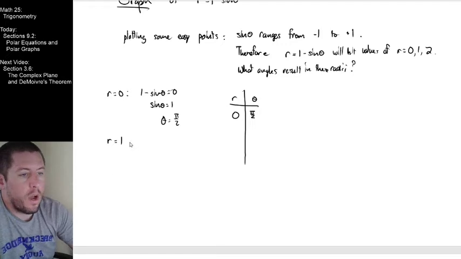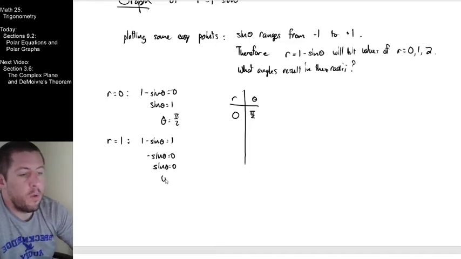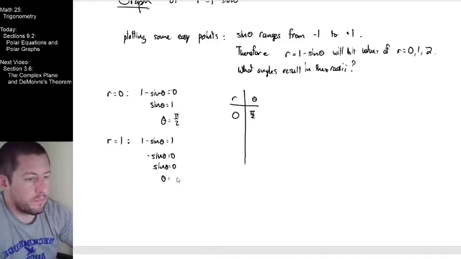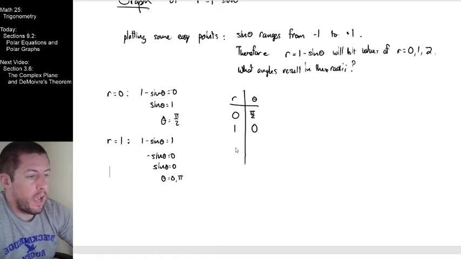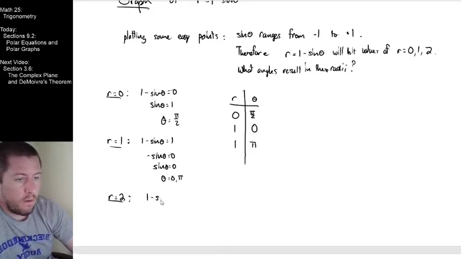I know that if r is 1, then 1 minus sine theta is equal to 1. Therefore, negative sine theta equals 0, or just sine theta equals 0. And we know that sine theta equals 0 at 0 radians and at pi radians. So I actually got two ordered pairs out of this one: 1 with 0, and 1 with pi. Next one is for r equals 2. 1 minus sine theta equals 2. That's my r equals 1 minus sine theta. I'm going to subtract 1 to the other side.